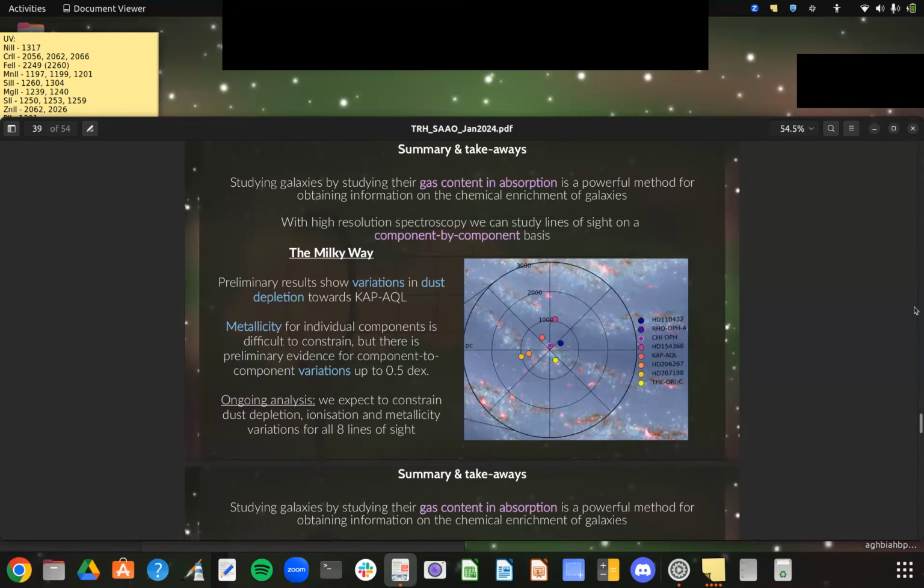And then back home to the Milky Way, I presented here preliminary results that show variations in dust depletion towards one of our targets, Kappa Aquilae. I've shown that metallicity for individual components is difficult to constrain, but there is preliminary evidence for component-to-component variations up to 0.5 dex. And then for this project, we hope to constrain dust depletion, ionization, and metallicity for all of our 8 lines of sight.